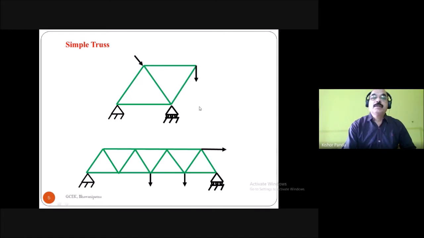This is also a simple truss. If you add another two members and one joint, that becomes the fourth triangle. That will also be a simple truss. So the triangle is the basic form of a truss.